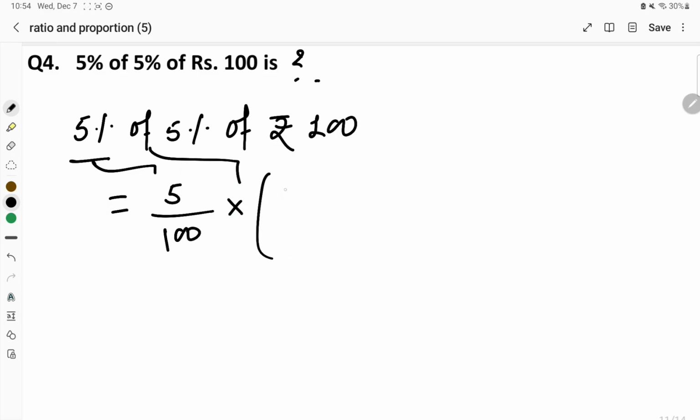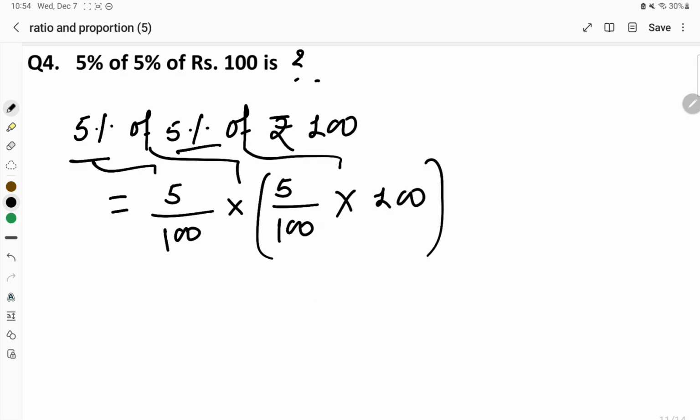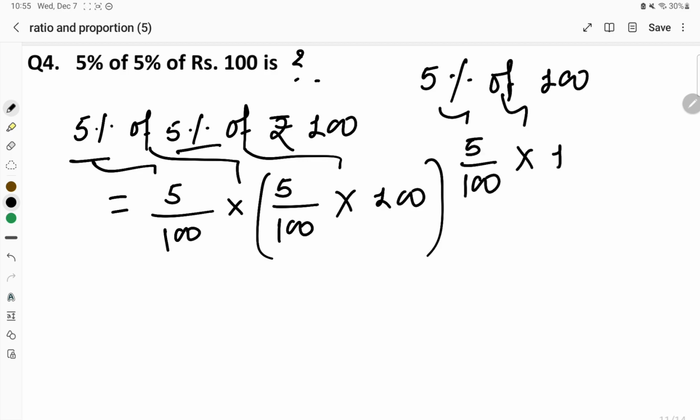Okay, simply 5. Again, what is given next? 5% is given. Take the same thing, 5 upon 100. Next, "of" is given, take multiplication, rupees 100. Are you understanding? Whenever a question is given, for example 5% of 100, here 5% denotes 5 upon 100, and "of" denotes multiplication into 100. This is how we take it here.